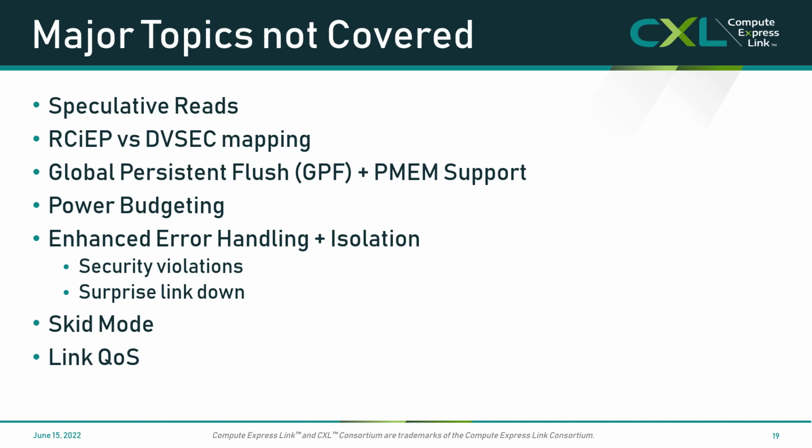So we've covered a lot of the major topics of CXL 2.0, but the specification is really big. There's a lot of new things. To put that into perspective, the CXL 1.1 specification, I think, is just under 200 pages. The CXL 2.0 is, I think, 750.